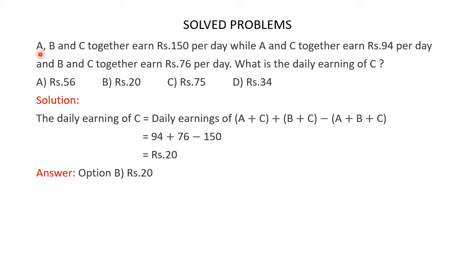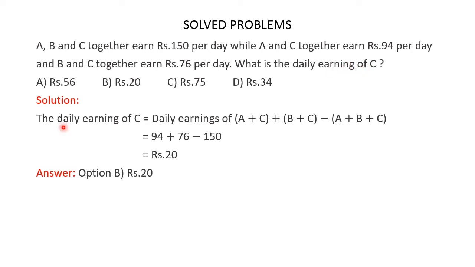A, B and C together earn rupees 150 per day, while A and C together earn rupees 94 per day and B and C together earn rupees 76 per day. What is the daily earning of C? You are given 4 options here and you have to find out which of these options is the correct one. So here we have to find the daily earning of C.